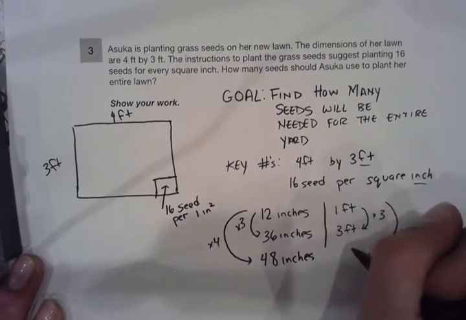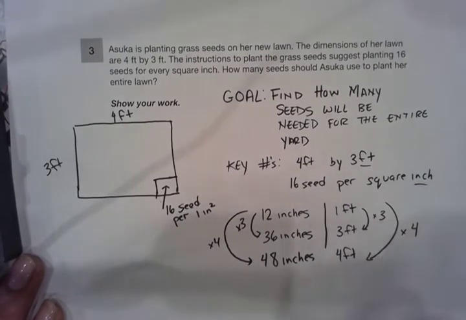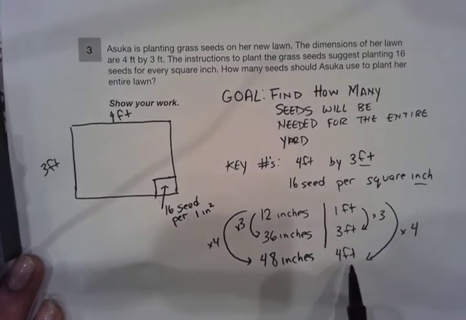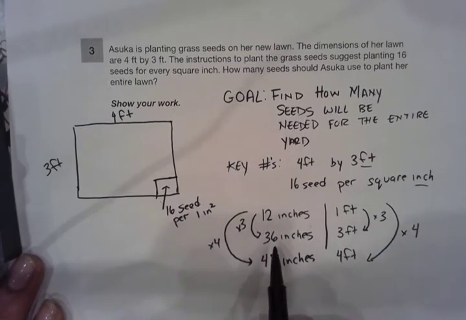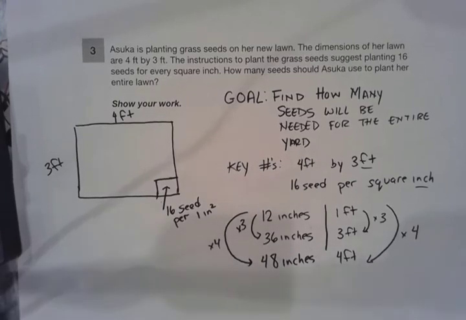Or you could have done 1 foot plus 3 feet equals 4 feet, and 12 inches plus 36 inches equals 48 inches. Now what do we do now? I'm not sure. But let's go back to our units.